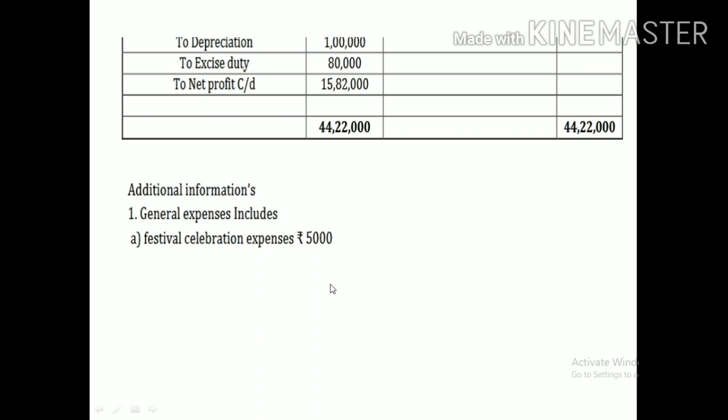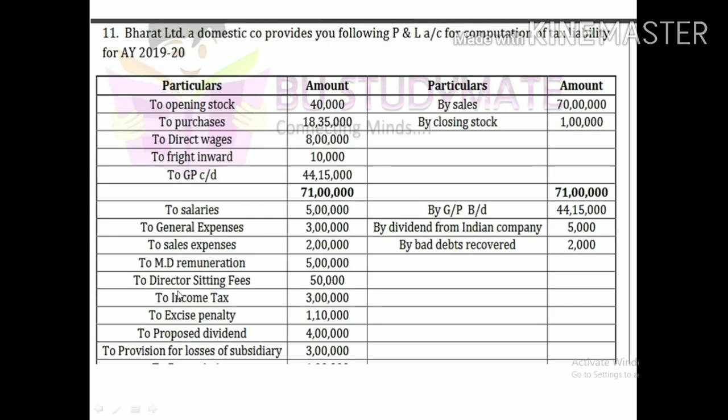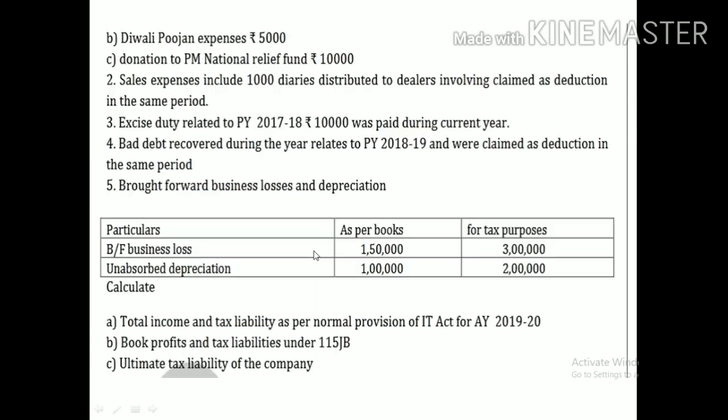Okay, then please observe general expenses. We have the first adjustment, general expenses, already we discussed that. Then next, go for what? The second one. Sales expenses includes 1,000 dairies distributed to the dealers, claimed as a deduction in the same period. Nothing but how much sales expenses included here? The sales expenses is 2 lakh. In that it is included 1,000 dairies distributed to the dealers. See here, how much amount is there in the profit and loss account? 2 lakh.